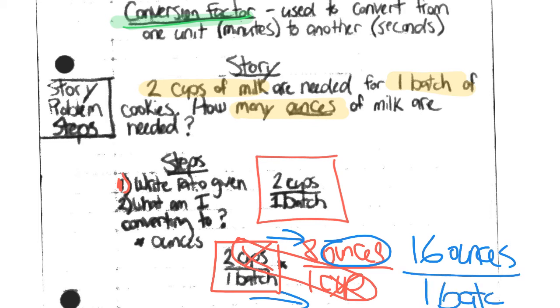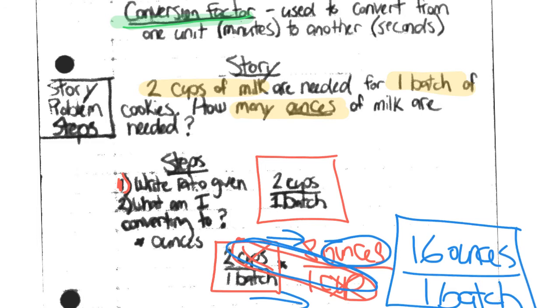So the question said, how many ounces of milk are needed for 1 batch? 16 ounces are needed for 1 batch. So first step, write the ratio. Second step, you have to figure out what you're converting to and make sure you put it across like I did right here, how the cups are across from each other.